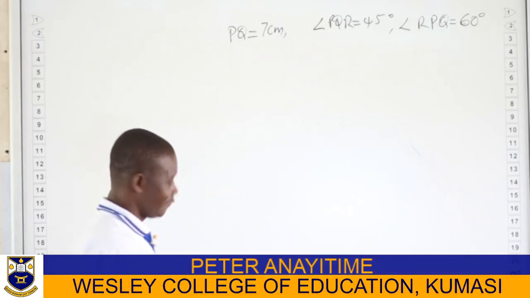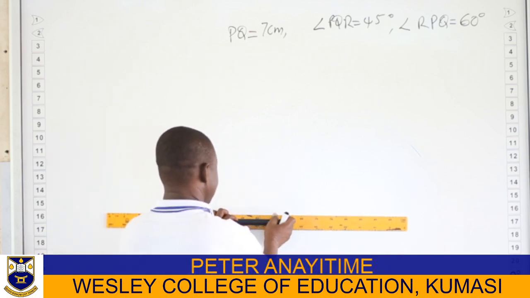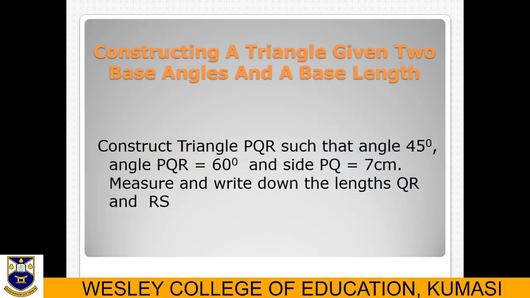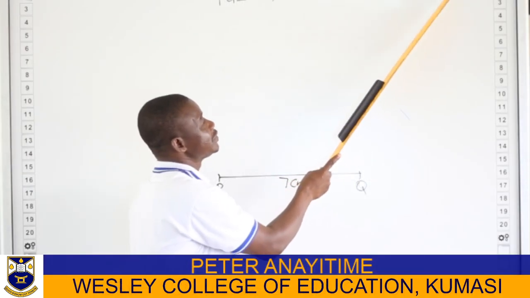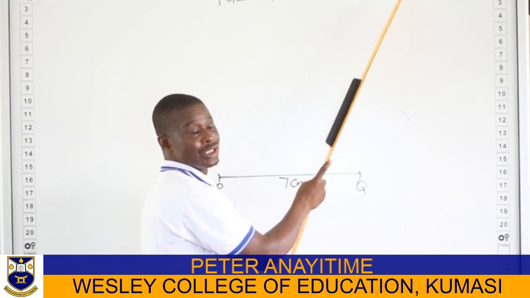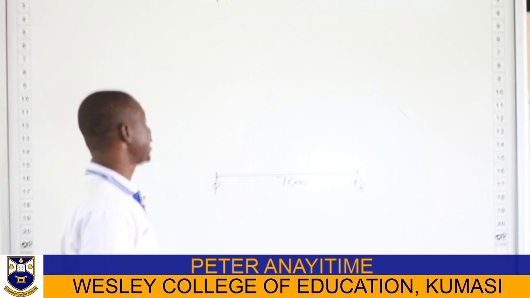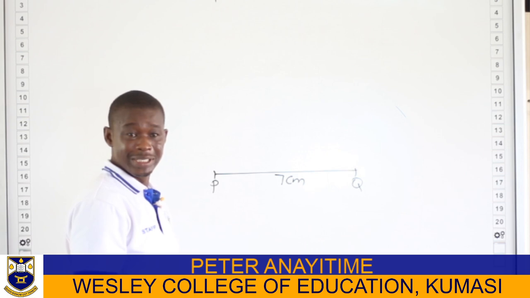So as we did for the first one, let's draw our line segment P and Q, PQ, which is 7 centimeters. You measure it with a ruler, 7 centimeters. Now, what are we going to do? As I said, when I have PQR, it means that the 45 is constructed on point Q. If I have RPQ, it means that the 60 is on point P. So we are going to construct angle 45 on point Q and then construct angle 60 on point P.